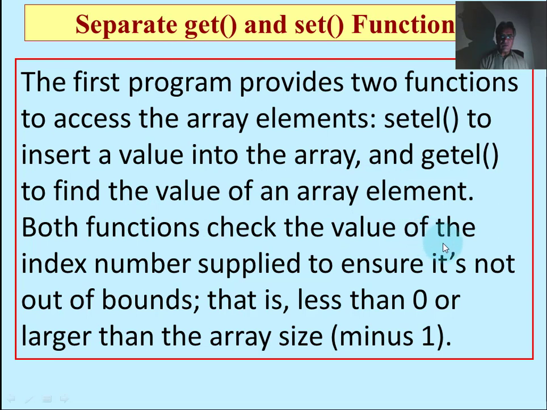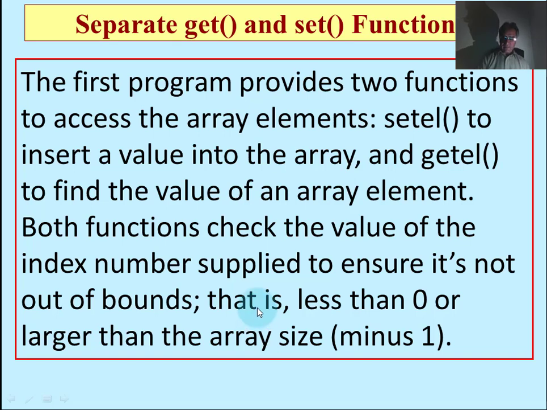Both functions check the value of the index number supplied to ensure it is not out of bound. These functions check whether the index at which we are going to store the value, or from where we are going to access the value, is within the bound or out of bound. That is, less than 0 or larger than the array size minus 1. 5 minus 1 is 4, so larger than 4 is out of bound. Less than 0, that is -1, -2, is also out of bound.